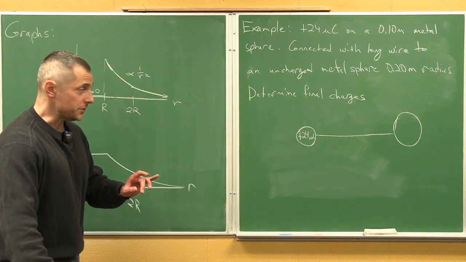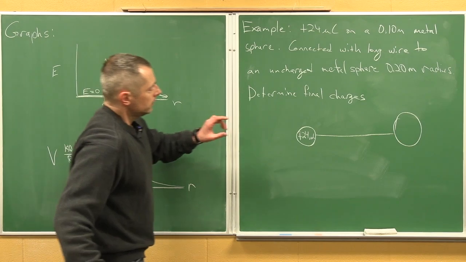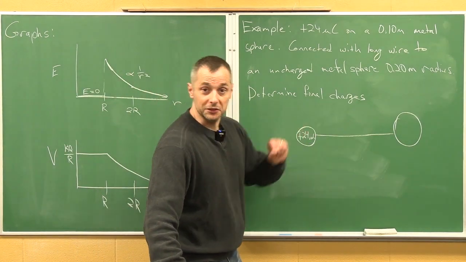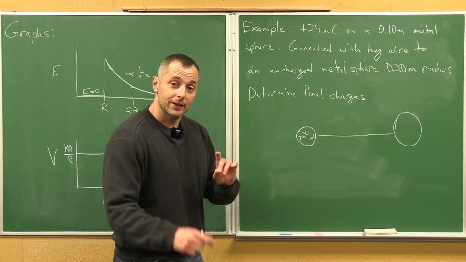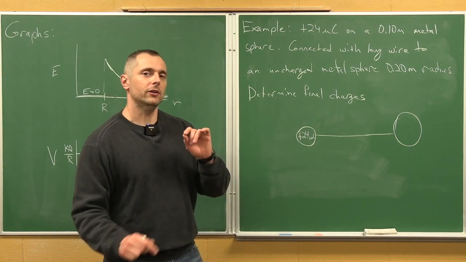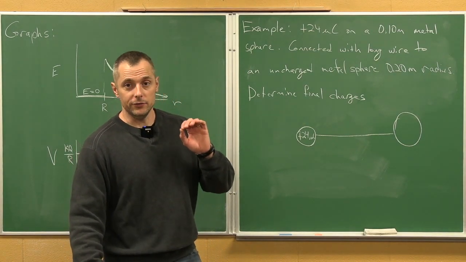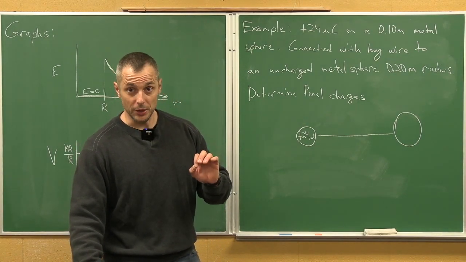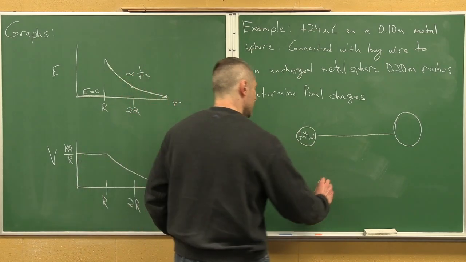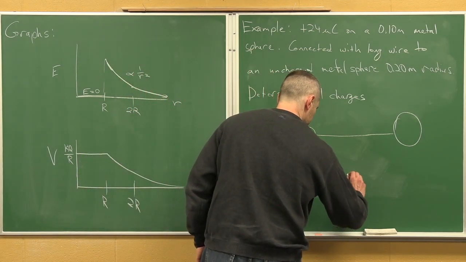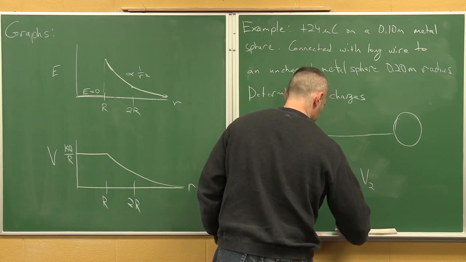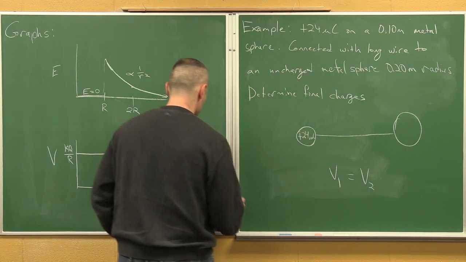So that's the situation. Sphere connected to uncharged sphere. As I said, the charge moves around very rapidly until an equipotential situation is achieved. In other words, V1 will equal V2. Okay?